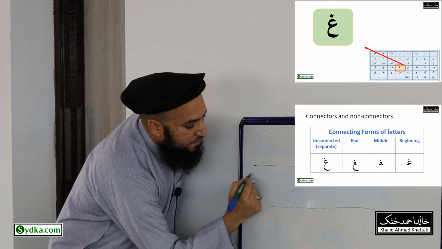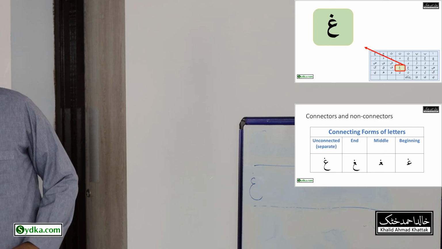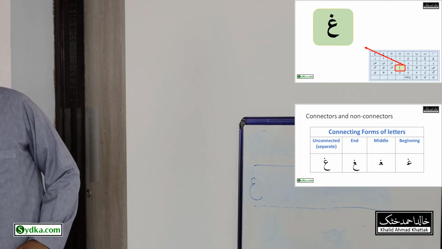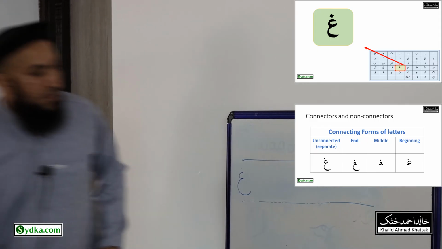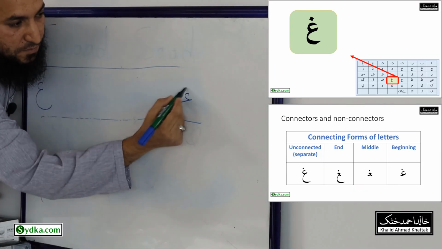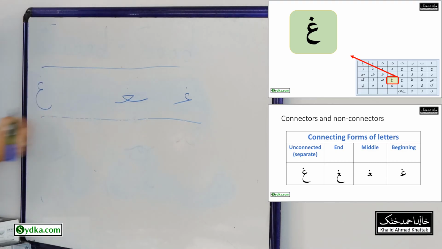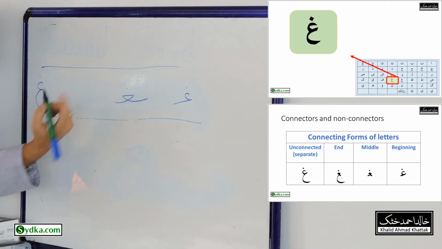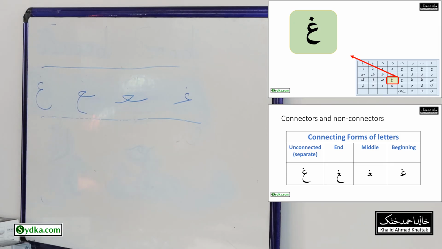Same as Arabic. Who can say it? Ghain. Is it a connector or non-connector? Why? Both sides. Good. In the beginning it looks like this. In the middle, same as Ain, just put one dot on top of it. And at the end, it looks like this, okay?